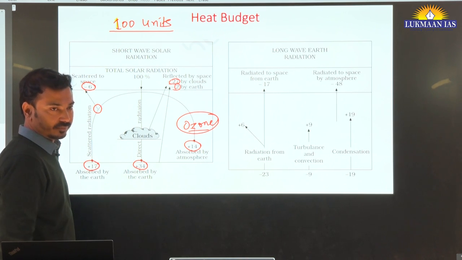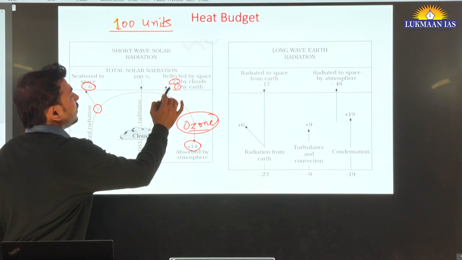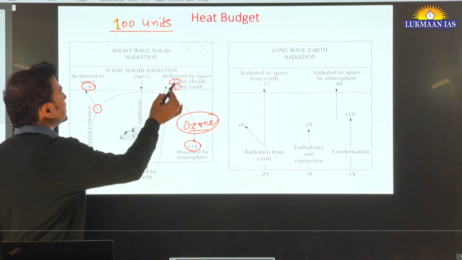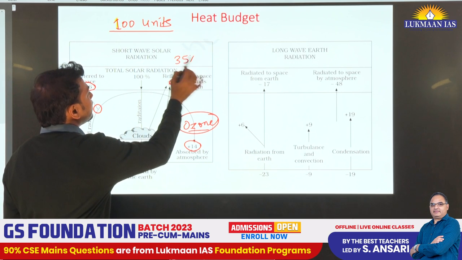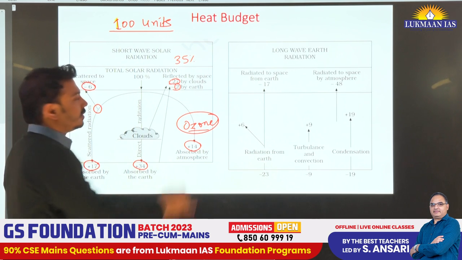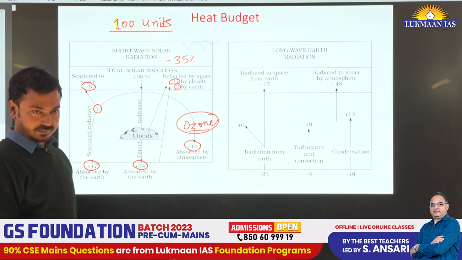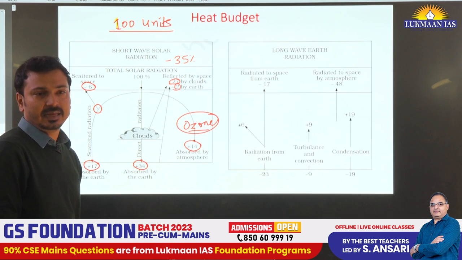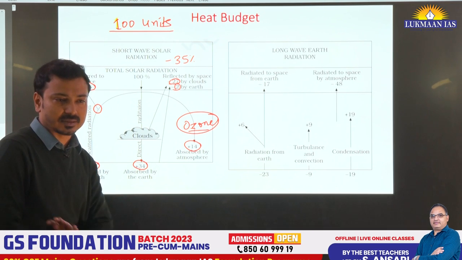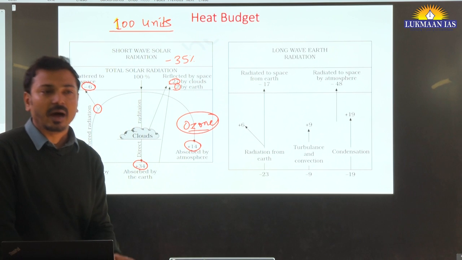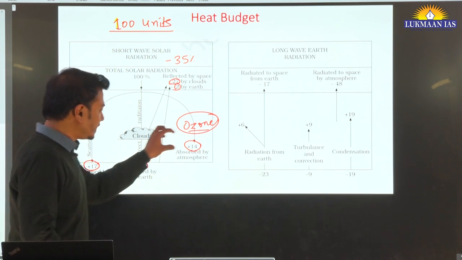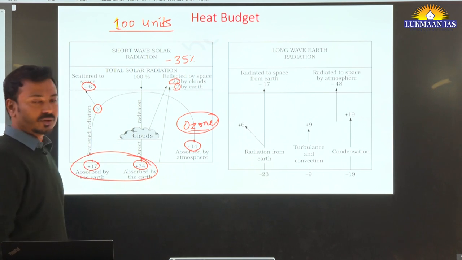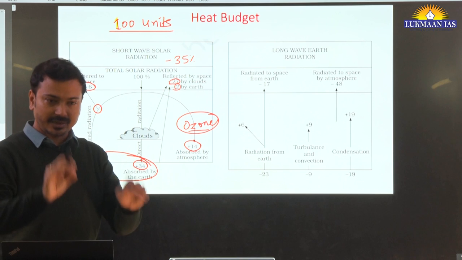Let's make it a total. 29%, plus 6% went back to the space. How much is it? 35%, gone back to the space. Now, how much remains in the atmosphere and is absorbed by the earth surface? 65%. Out of that 65%, 14% is in the atmosphere. The remaining 51% is absorbed by the earth surface. Very much clear, the incoming budget.